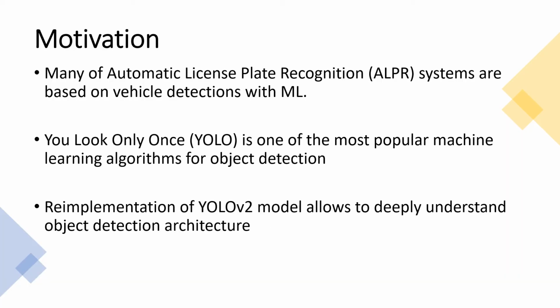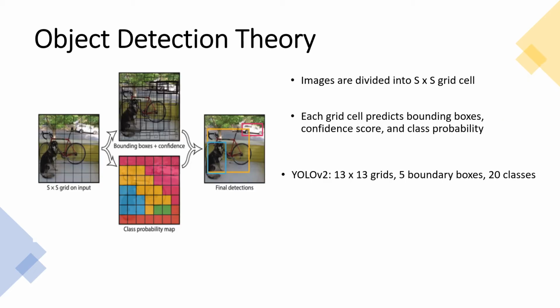The automatic license plate recognition system is to detect and capture license plates on vehicles, and many of them are used based on vehicle detection using machine learning, which can remove tedious work and time for collecting data. You Only Look Once, YOLO, is one of the most popular machine learning algorithms for object detection, and some ALPR systems use YOLO models to detect vehicles. So I decided to re-implement the YOLO version 2 model to fully and deeply understand object detection architectures using PyTorch.